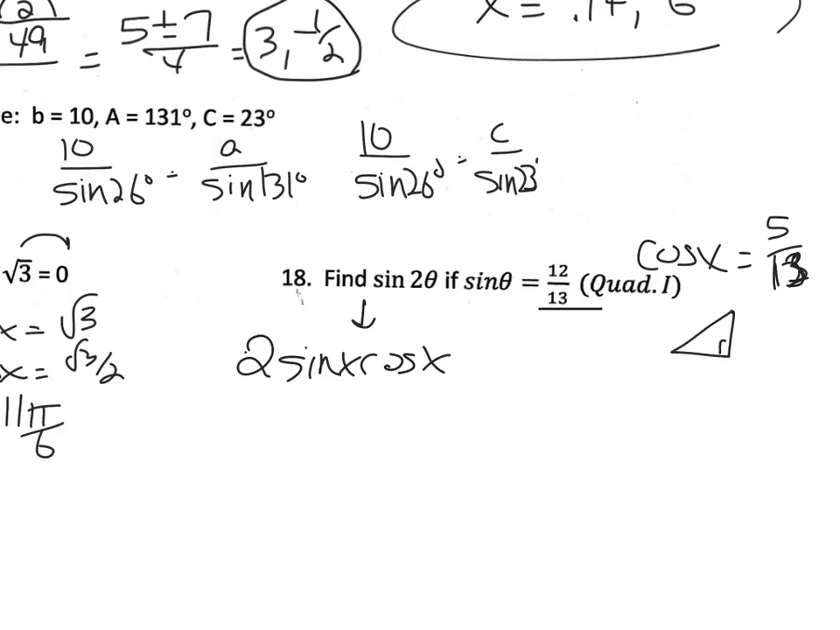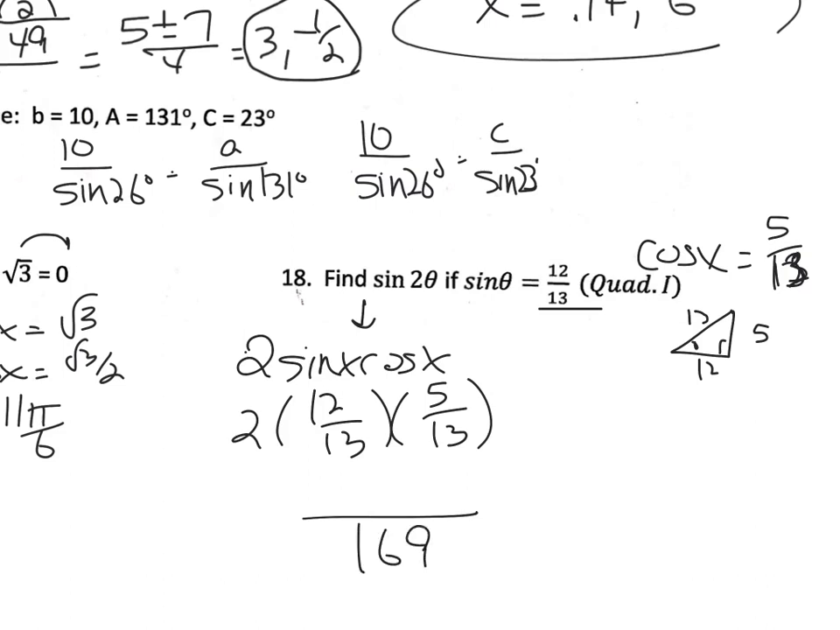You can do this kind of deal. Sine is opposite over hypotenuse, and you can figure out that side's going to be 12. So plug this stuff in. Sine x is 12/13. Cosine x is 5/13. And I'm just going to multiply that out. 13 times 13 is 169 on the bottom. On the top, 2 times 12 times 5 is 120. It's positive. We're in quadrant 1. We're all good.